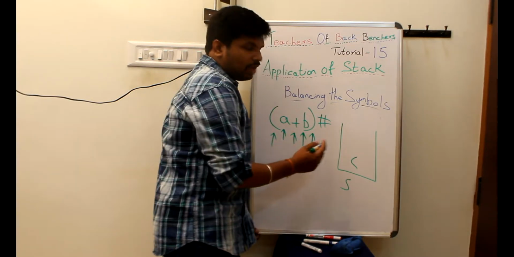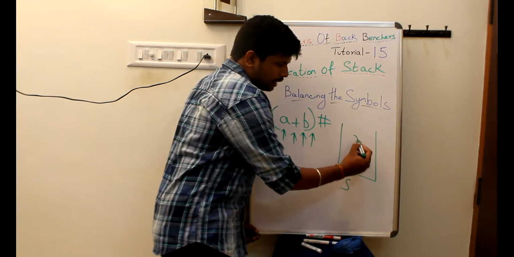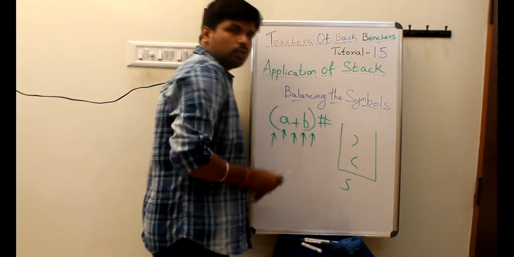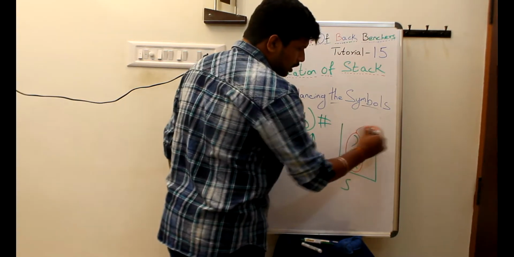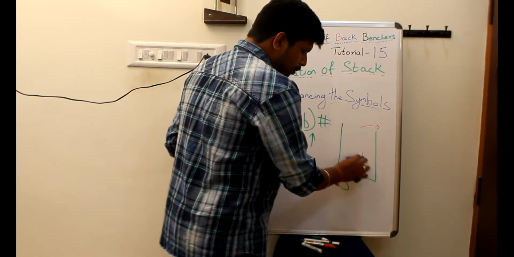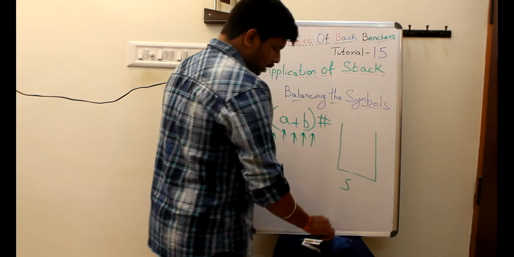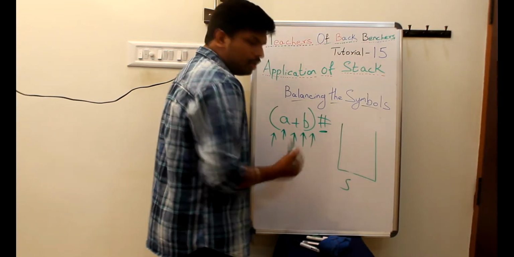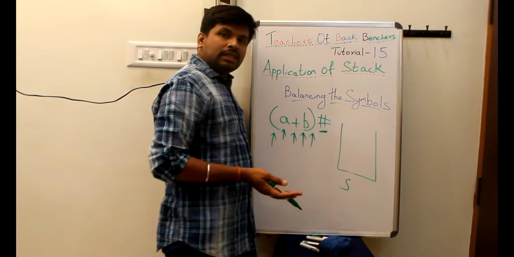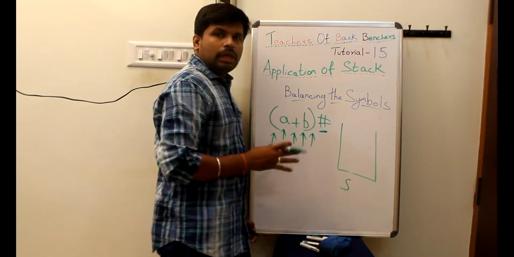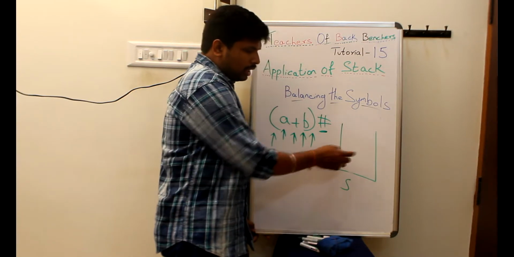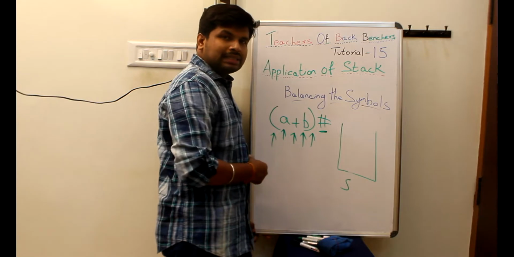Upon reading the close parenthesis, we pop the set of parentheses out of the stack. Now the stack is empty after popping the parentheses, and finally we have reached the end of the expression. When we reach the end of the expression with an empty stack, it means the symbols are balanced. So it is a balanced expression. This is how we use the stack ADT for balancing the symbols.